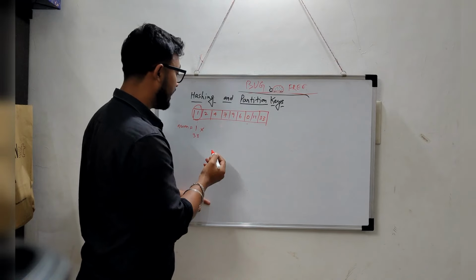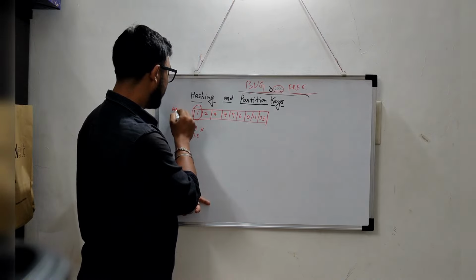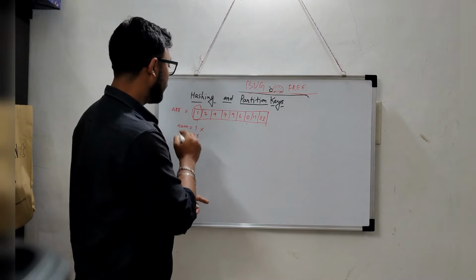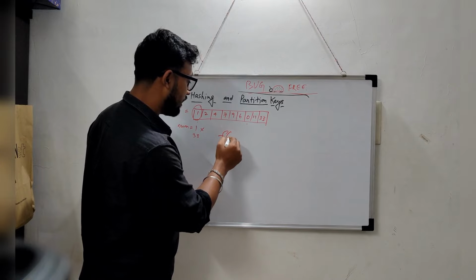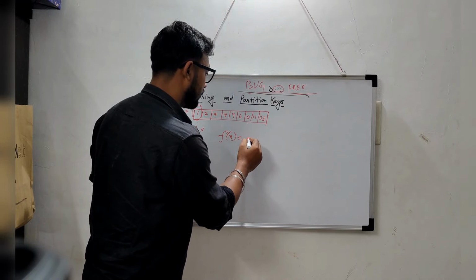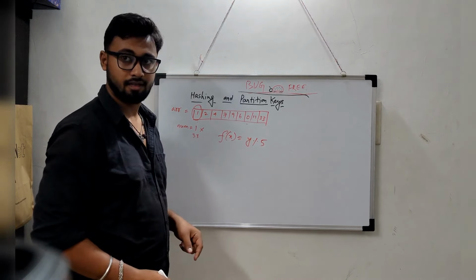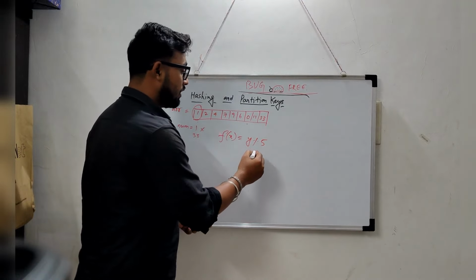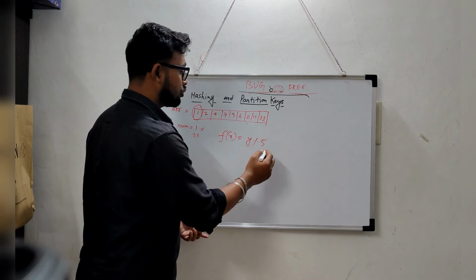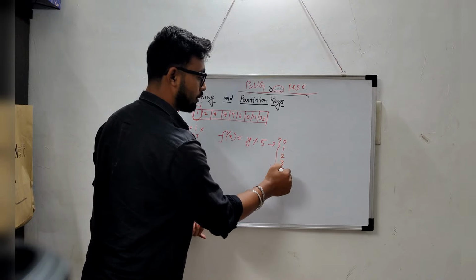The hash function can be anything. For example, let's say this is a list of elements, and the name of the list is array, ARR. Now we will have a function f of x, for example, y remainder 5. This is a modulus function. It gives us the remainder when y is divided by 5. So the answers will be in the form of 0, 1, 2, 3 and 4, right?